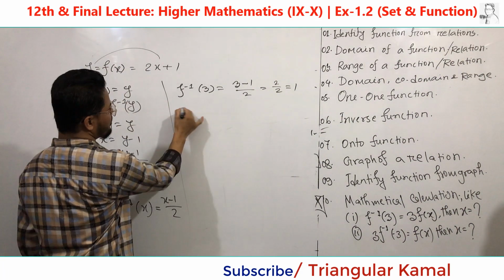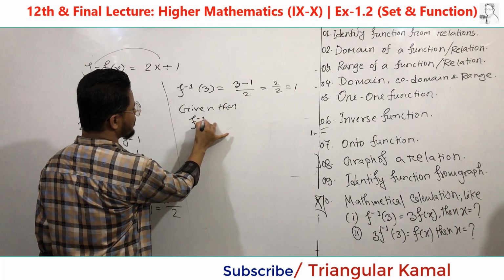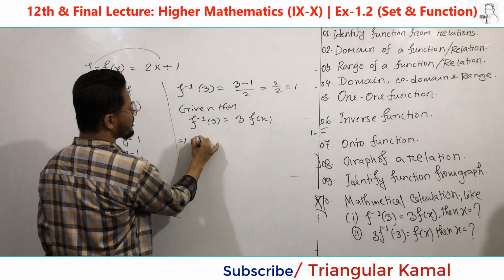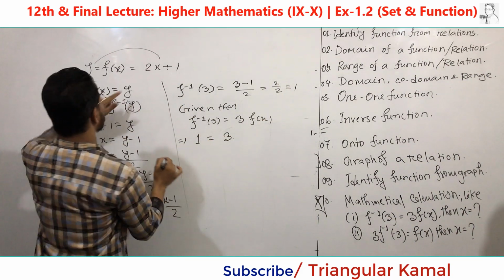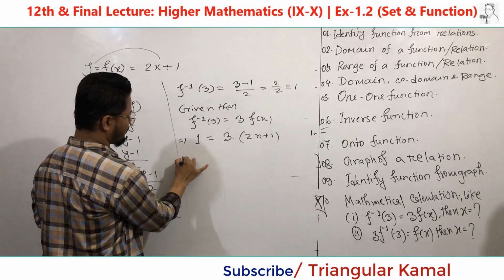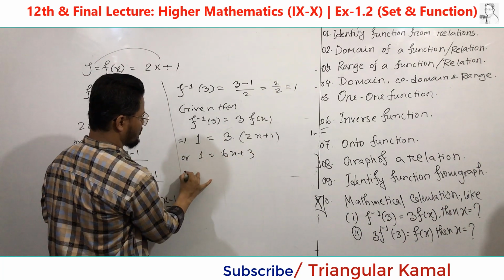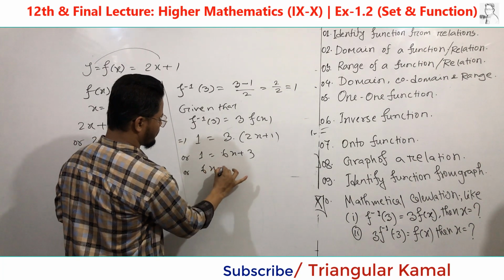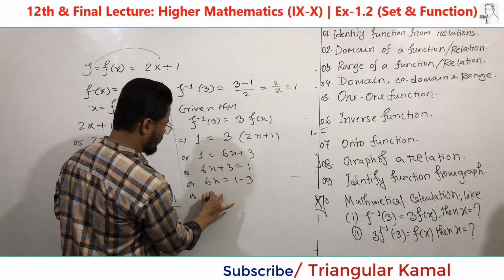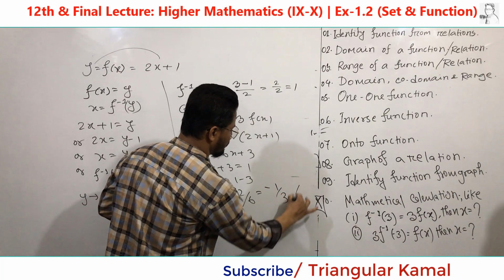Now as per the requirement given, f inverse 3 equal 3 times f of x. f inverse 3 equal 1, and 3 f of x equal 3 times twice x plus 1. Now after doing calculation, just find the value of x. 1 equal 6x plus 3, or 6x plus 3 equal 1, or 6x equal 1 minus 3, or x equal minus 2 divided by 6 equal minus 1/3, which is our answer.